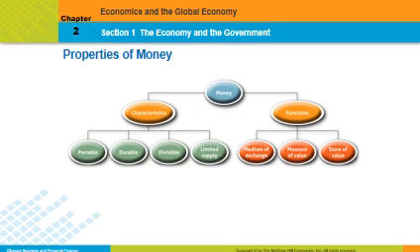So graphically speaking, the characteristics of money are it's portable, durable, divisible, but in limited supply. That's kind of why it has value. It's a medium of exchange, a measurement of value, and a store of value, as we said on the other page.